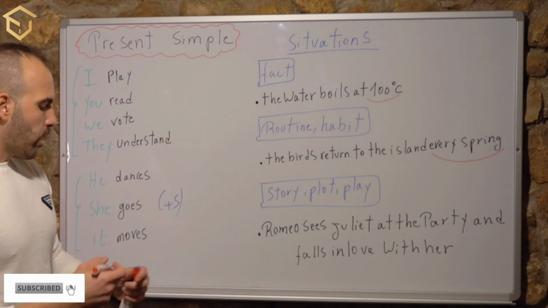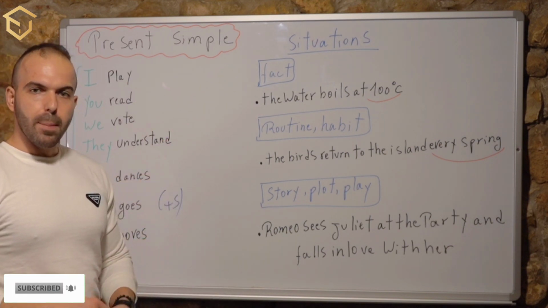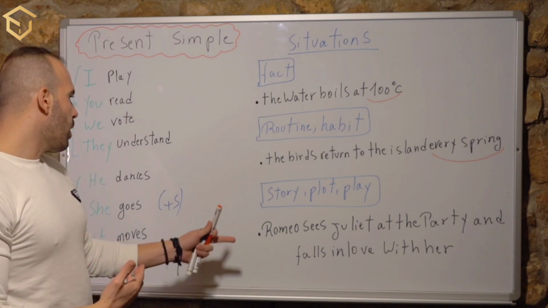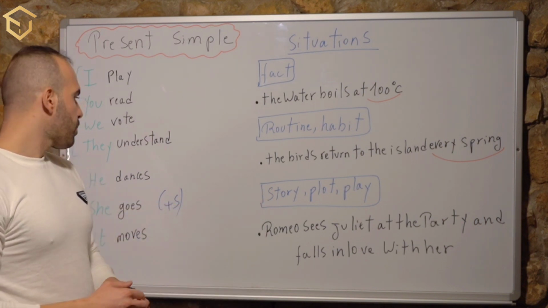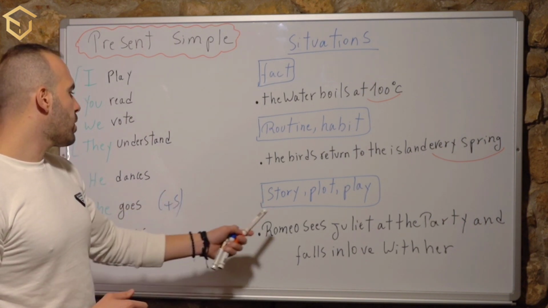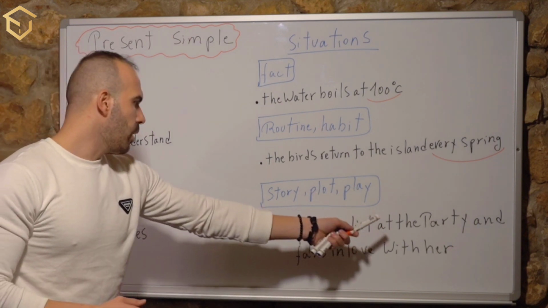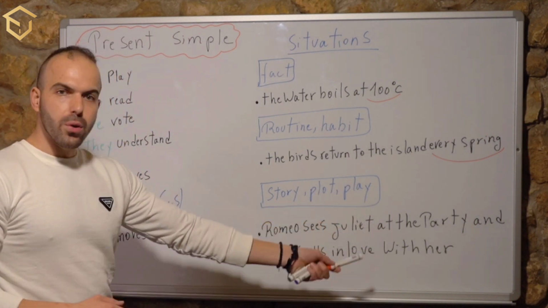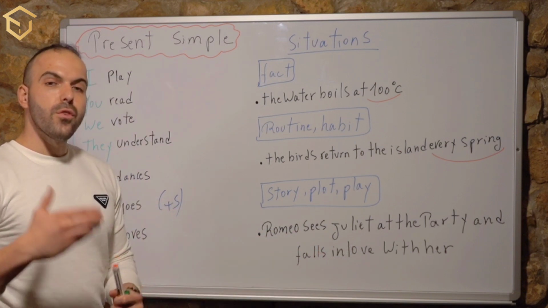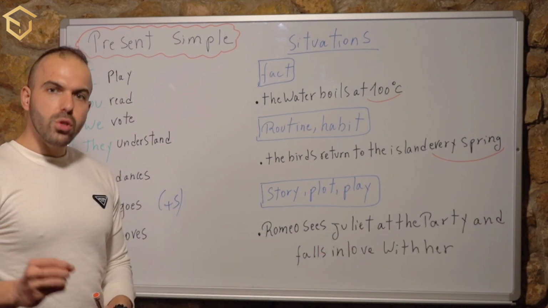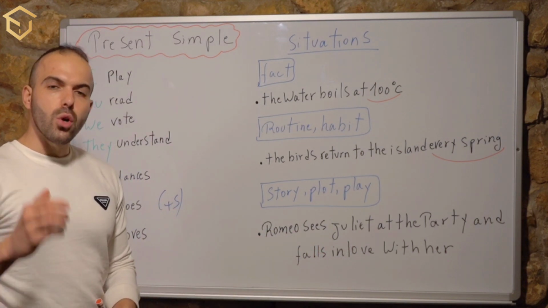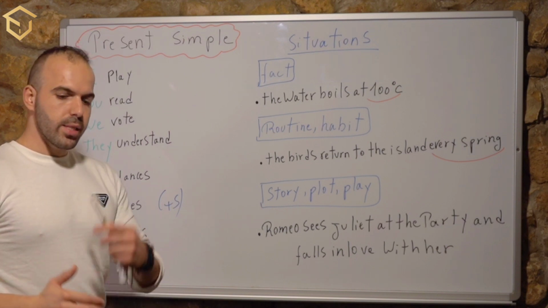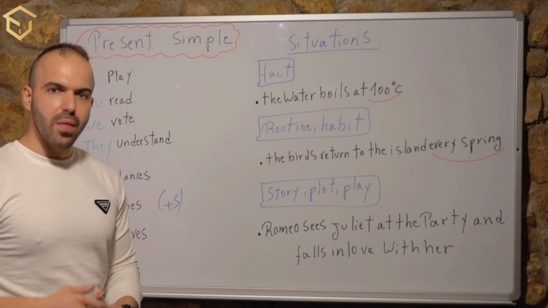Moving to the last situation, where we use the present simple to talk about a plot, a story, a play, whatever it is. For example, Romeo sees Juliet at the party and falls in love with her. I know it's a very ancient story, but we can also use the present simple to talk about an old story instead of jumping from one verb tense to another.